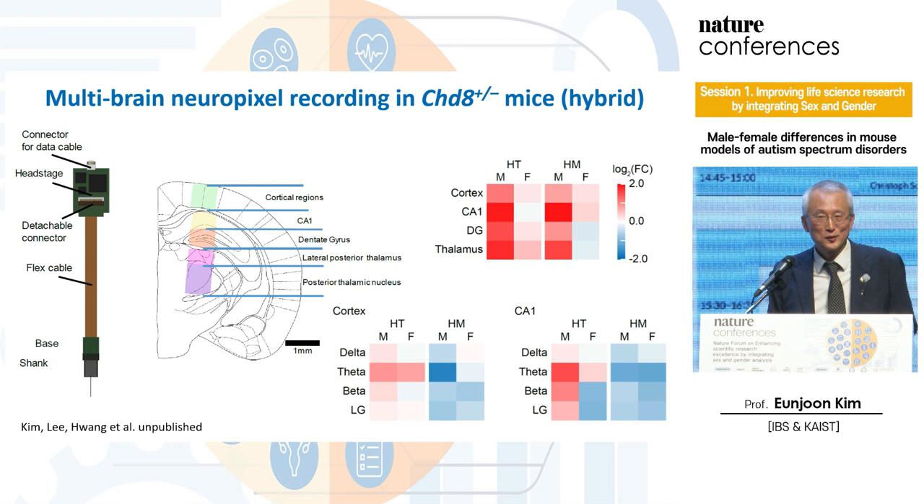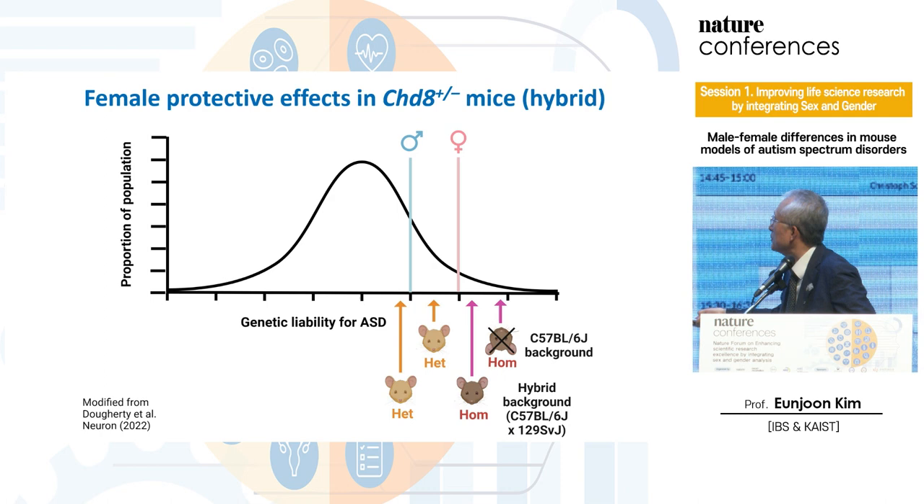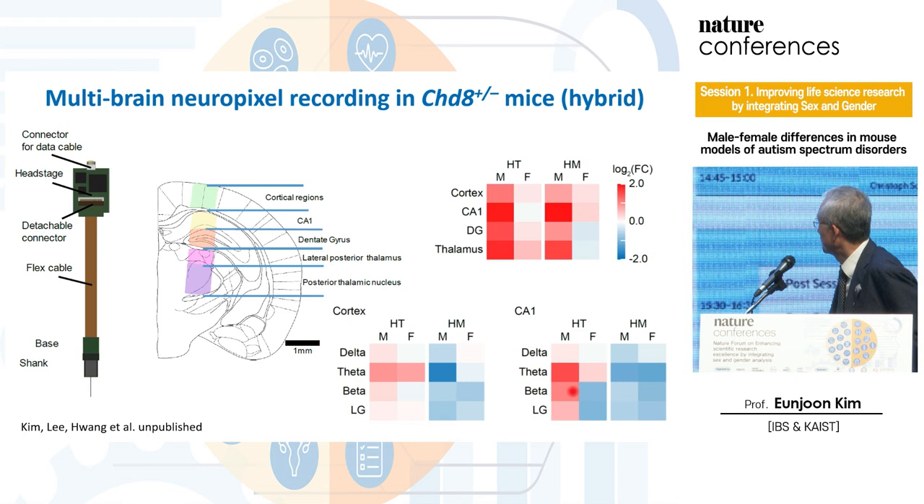But when you looked at the brain rhythms in different frequency ranges, in particular the low gamma range, which is important for brain cognition, as you can see here in the heterozygote situation, we see a rather different, male-female differential pattern shown in red and blue colors. But in the homozygote situation, we do see similar changes in male and female, including the low gamma range.